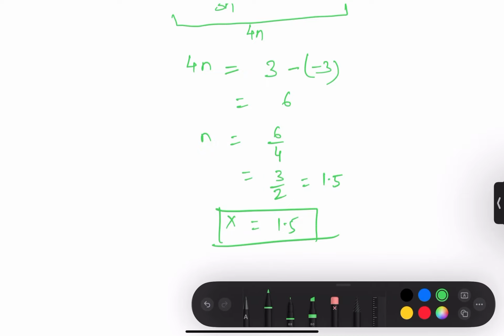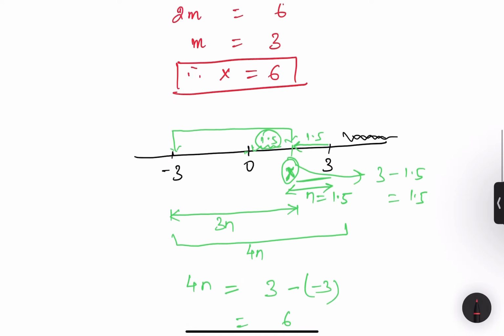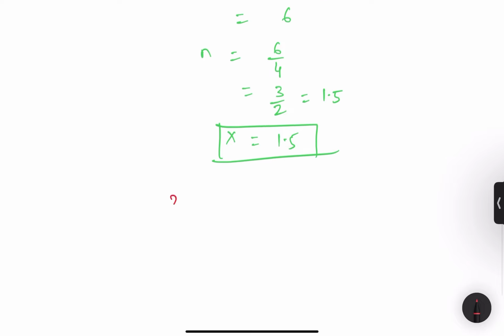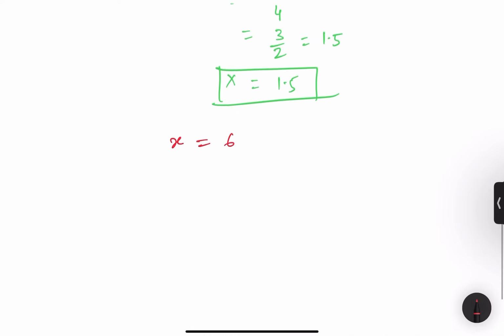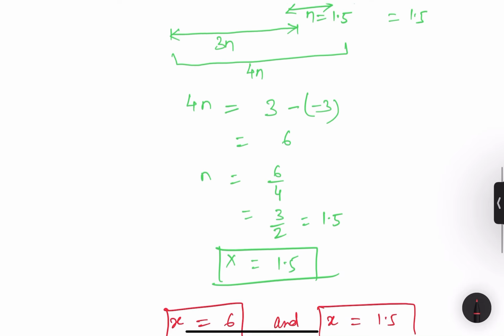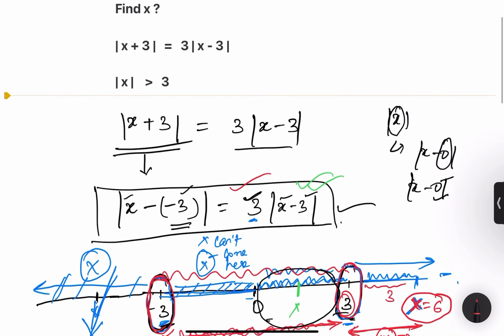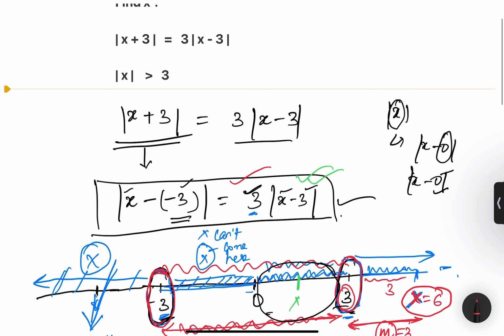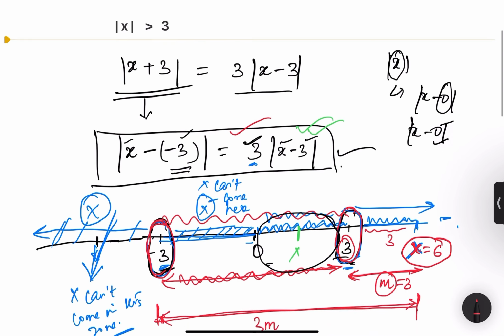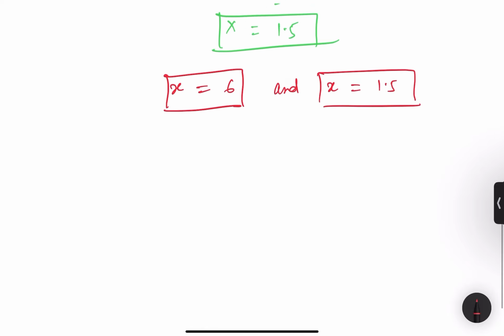Now let's see, we have got two values of x: 6 from here and x as 1.5. These two are the values. Now what we do, in the given problem statement we have also been informed that mod of x is more than 3. So mod of x is more than 3.